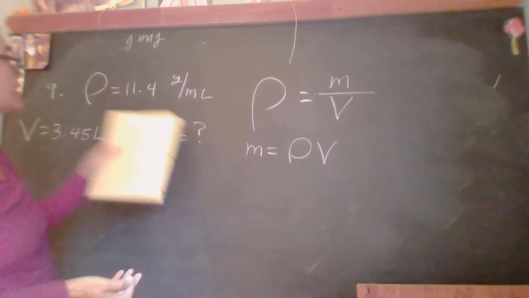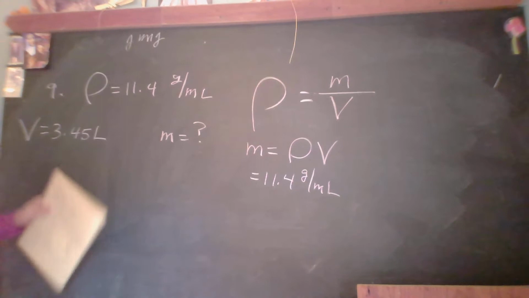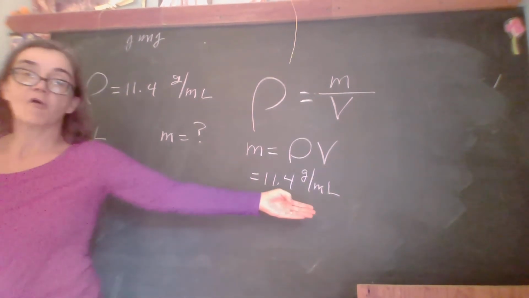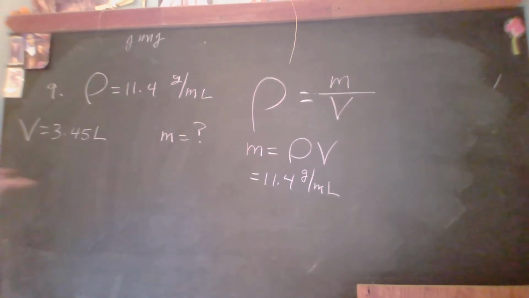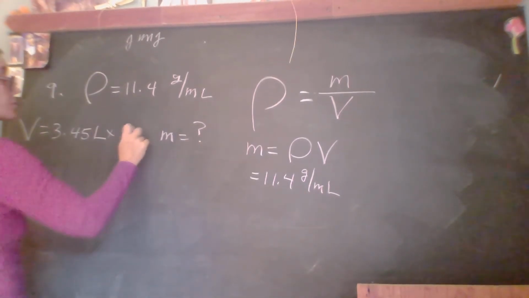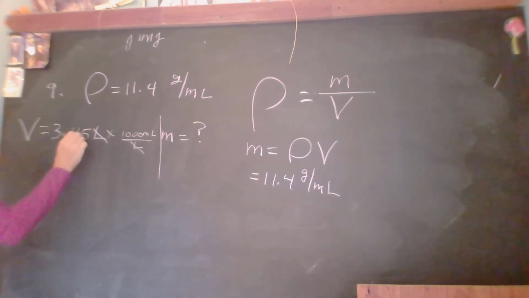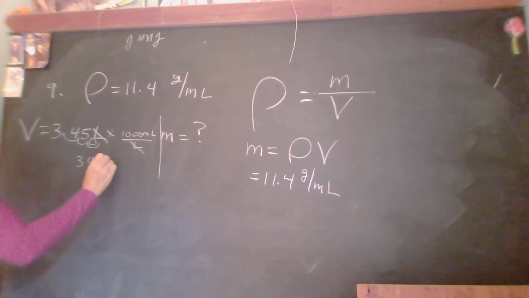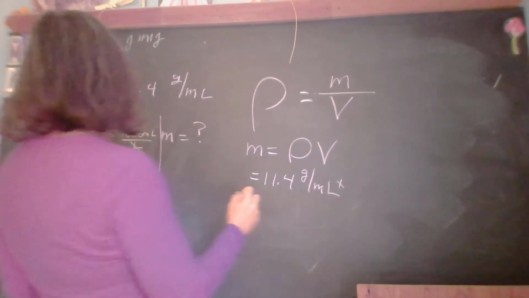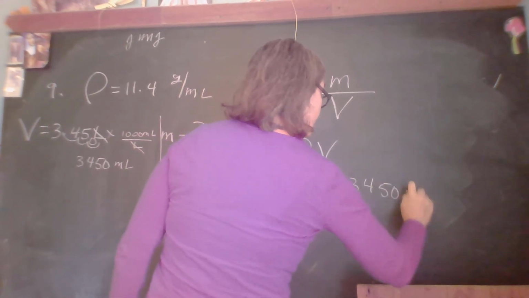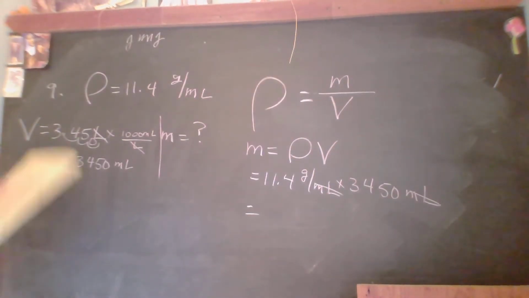So the density is 11.4 grams per milliliter. Now let's look at the volume. The volume is in liters, so we want to put it in this equation with the same units, milliliters. That's pretty easy. We're going to multiply it by 1,000 milliliters per liter. The liters will cancel. So 3,450 milliliters. So 11.4 grams per milliliter times 3,450 milliliters. Our milliliters will cancel, and we end up with grams, which is what we're looking for because we want to know the mass.